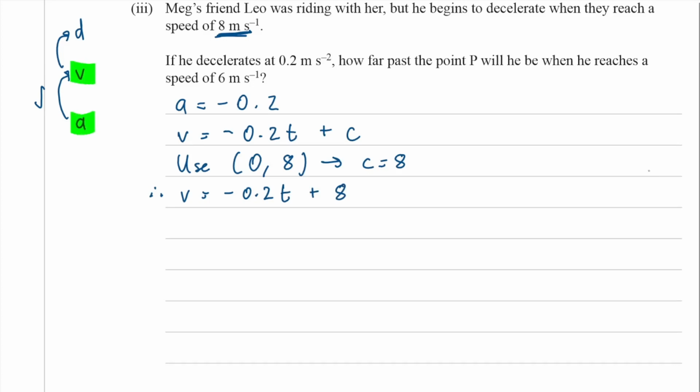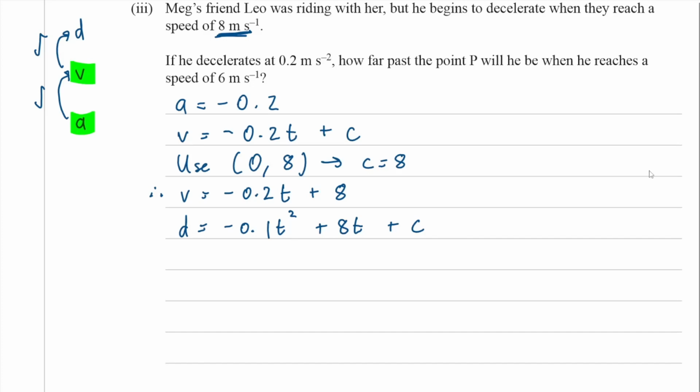Alright, now we do need his displacement, right, or his distance. So we need to anti-differentiate the speed equation. So anti-differentiating that, we get minus 0.2 t squared divided by 2 plus 8t plus c. Alright, so just simplifying that coefficient at the front becomes minus 0.1.